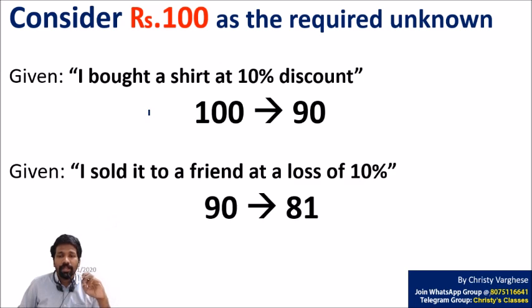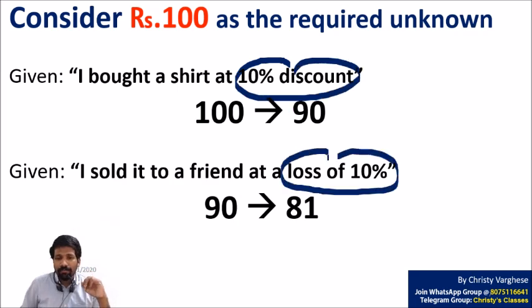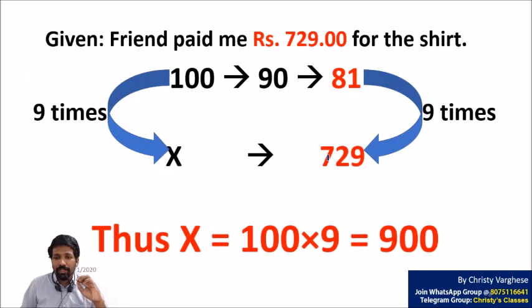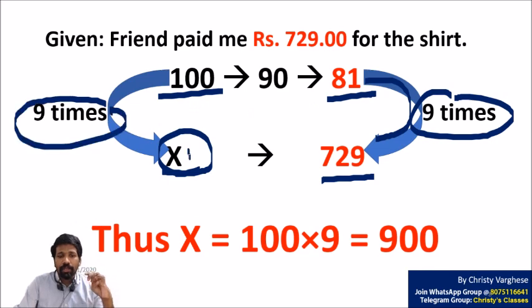10% discount, then 10% loss. When I taught you the theory of discount and loss, I told you discount and loss is almost the same thing. We just use different terminologies, but mathematically or logically speaking, they are the same thing. So 100 we started, we ended up at 81. So what should you start with to end up at 729? For that you have to understand the proportionality, 9 times. So 100 into 9, 900 will be the answer. That is the taking example method of doing it.